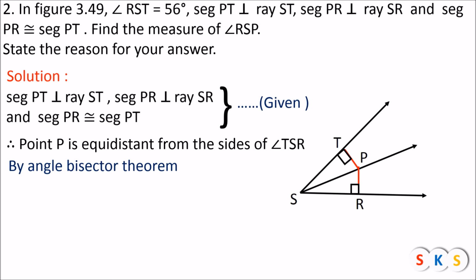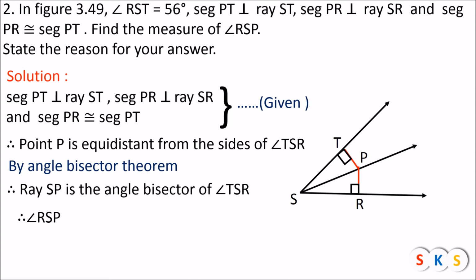When you say P lies on the angle bisector of this angle, it means ray SP is a bisector of angle TSR. Therefore, angle RSP, you can see in the figure, is half of measure angle RST, since SP is a bisector. Therefore angle RSP equals 1 upon 2 into measure of angle RST. It is given 56 degree, so half of 56 degree. Therefore angle RSP equals 28 degree.